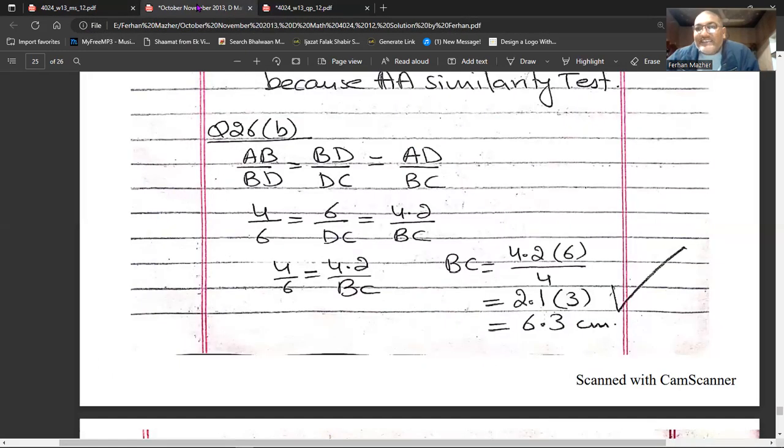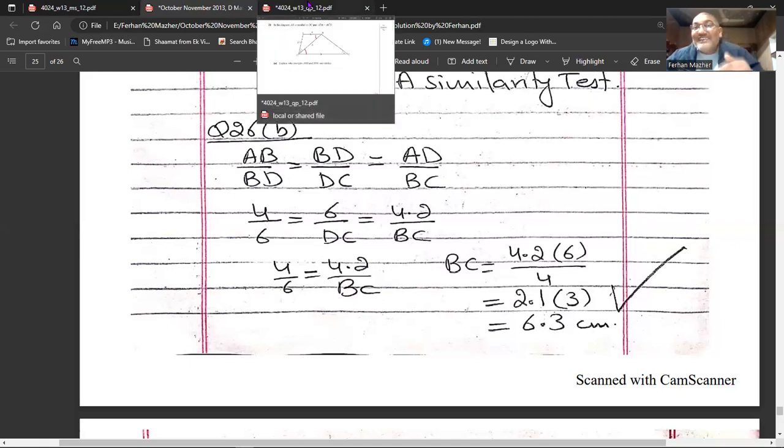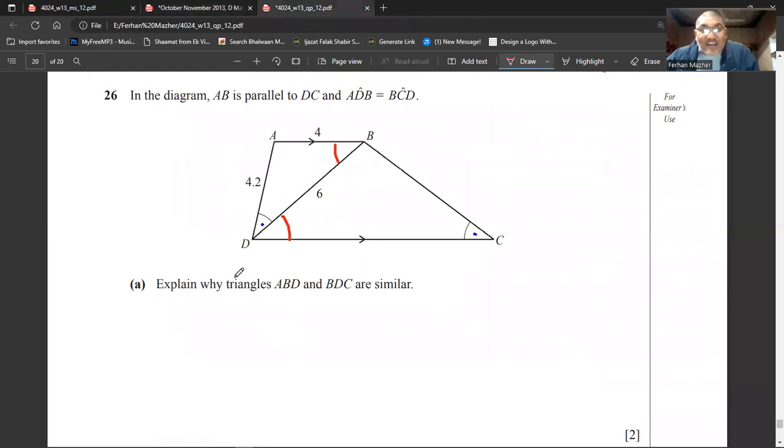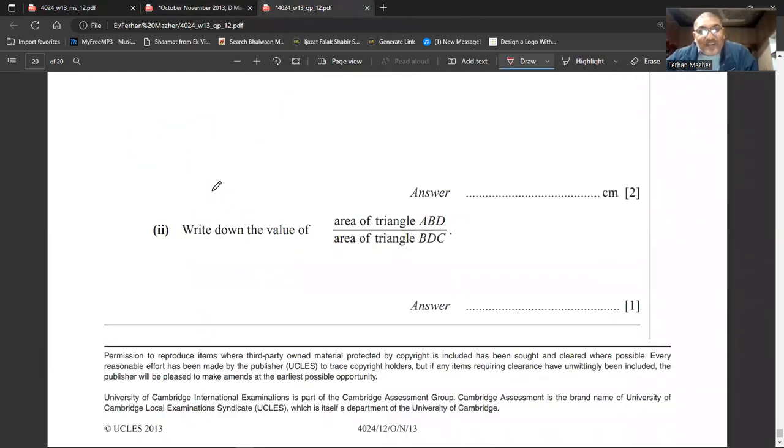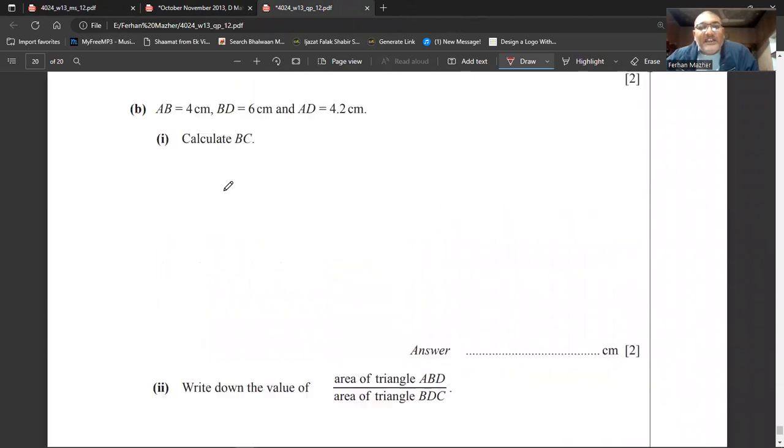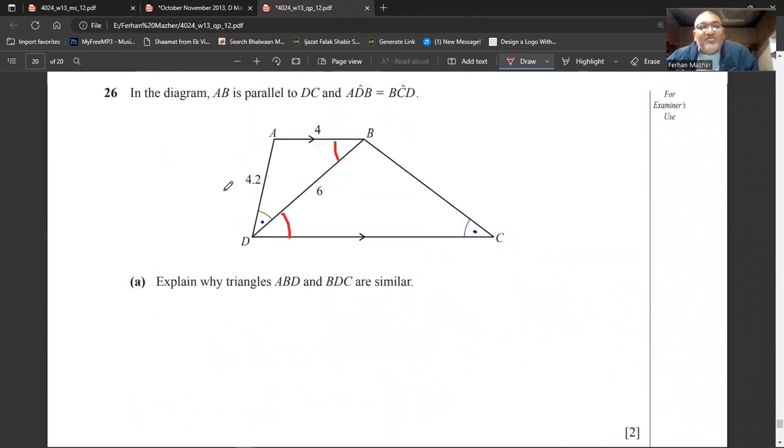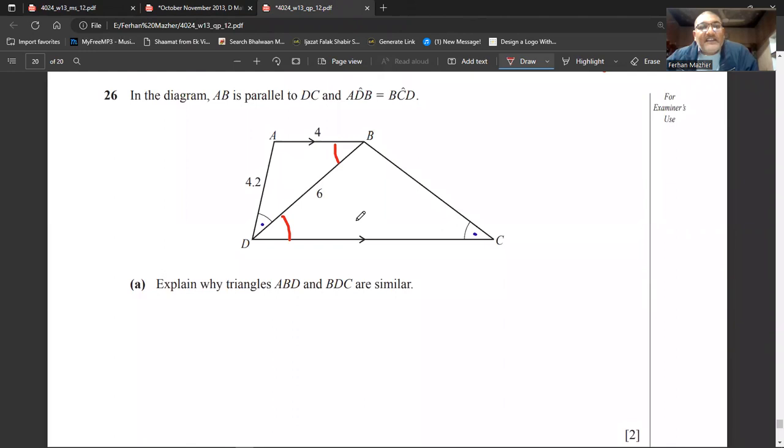And I hope you understand the technique of how this is written in similar triangles. I wrote this from their names, and I showed you the technique also. Then he says, write down the value of the area of triangle ABD and the area of triangle BDC. These two, he's talking about the area of this and the area of this.